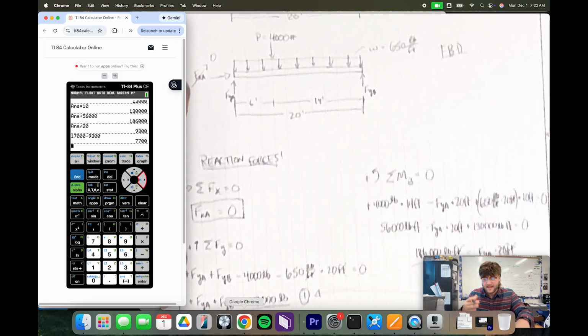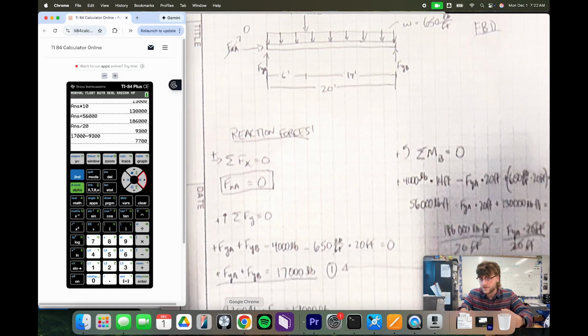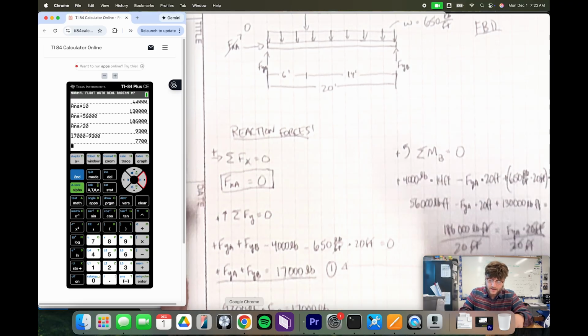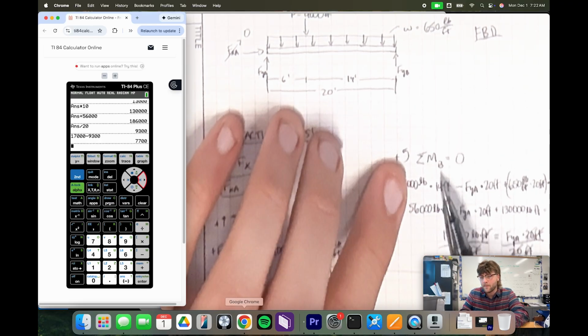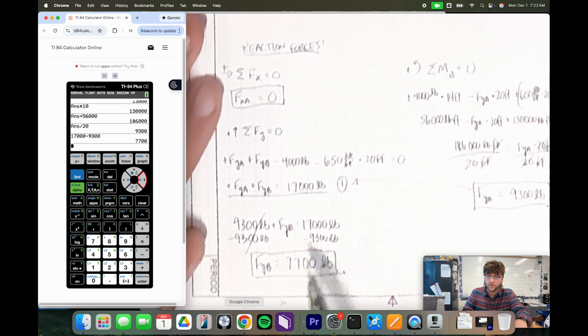All right. And so that is how we can end up using the static equilibrium equations: the sum of the forces in X is equal to 0, the sum of the forces in Y is equal to 0, and the sum of the moments about any point is equal to 0, to actually be able to determine our support reaction forces.